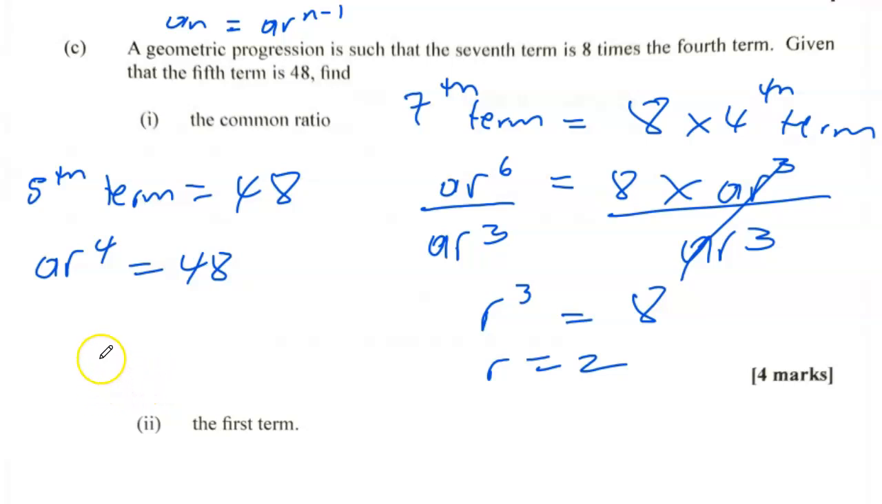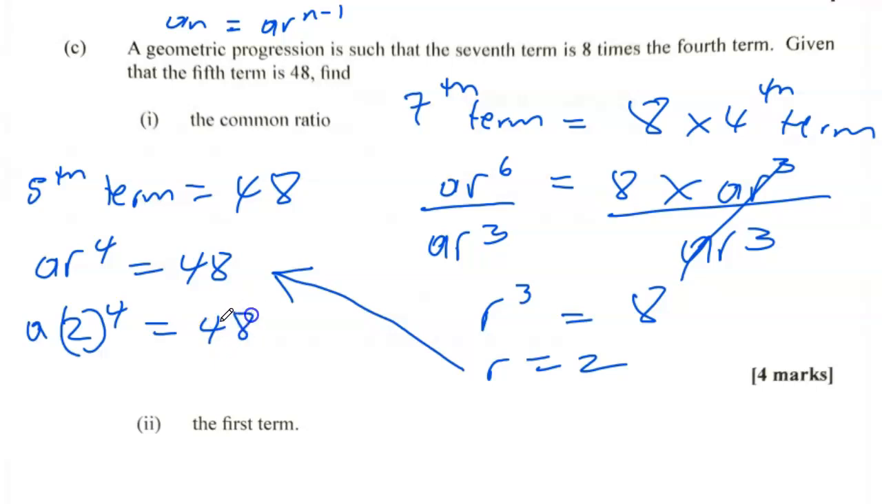Now what we can do is substitute r equal to 2 into this equation here. If r is 2, we can substitute it into this. So we end up with a times r to the power 4, so a times 2 to the power 4 equal to 48. Now 2 to the power 4 is 16, so we end up with 16a is equal to 48.